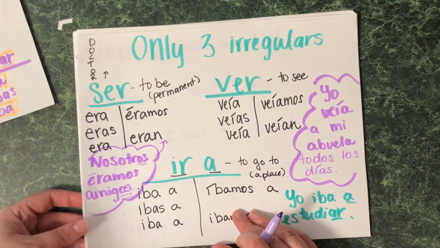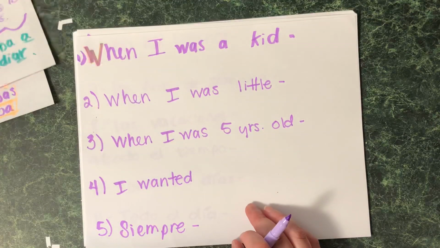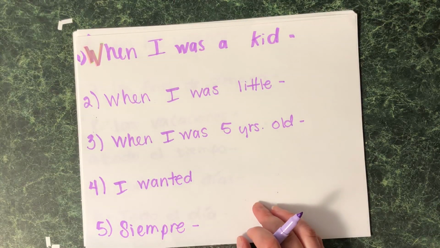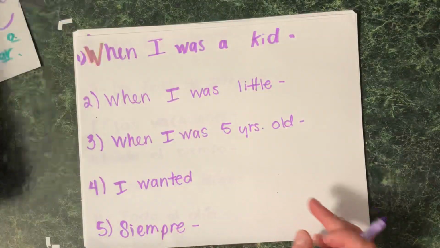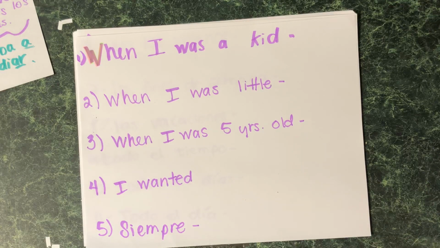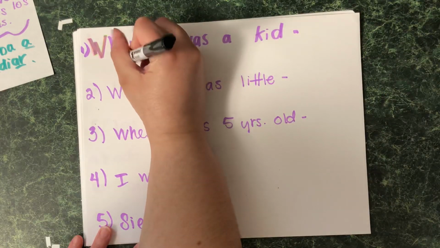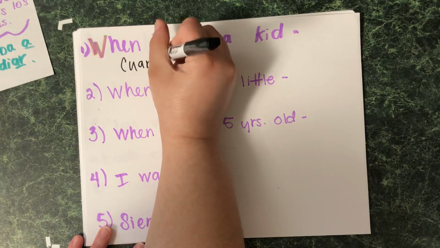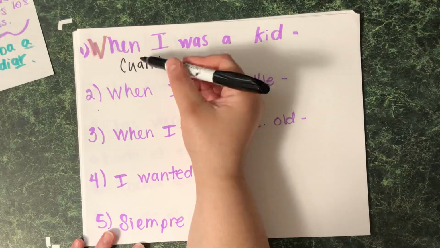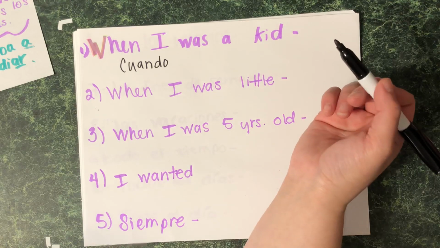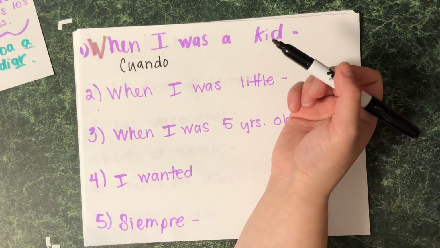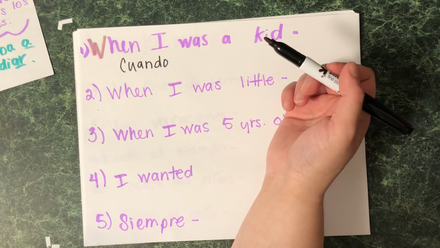Now, on your notes, the next section that we have is this one, some phrases. So we're going to go over them. First one, when I was a kid. First of all, when we say when, we have the word cuando. Now, some of you might put an accent mark over the A. Right here, we're not going to put an accent mark because we are not asking. We're stating a statement.